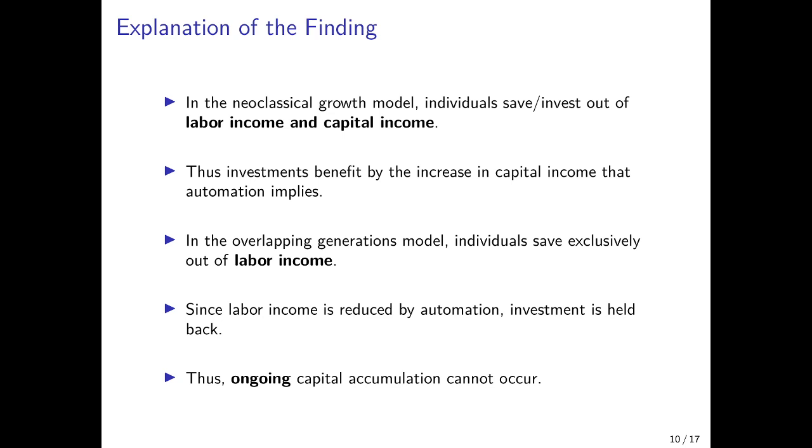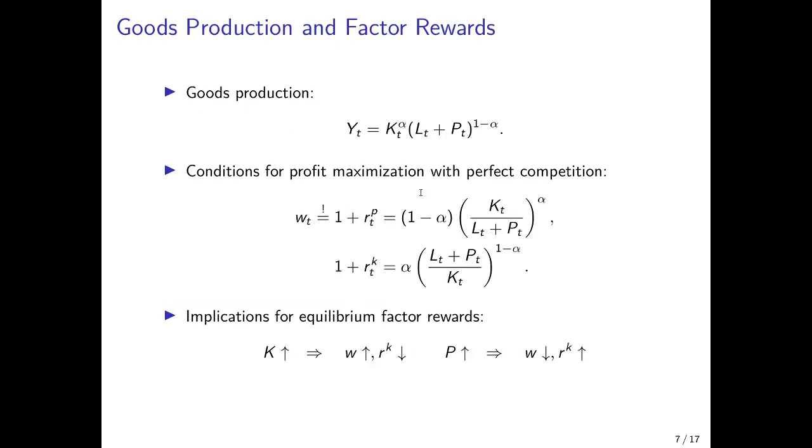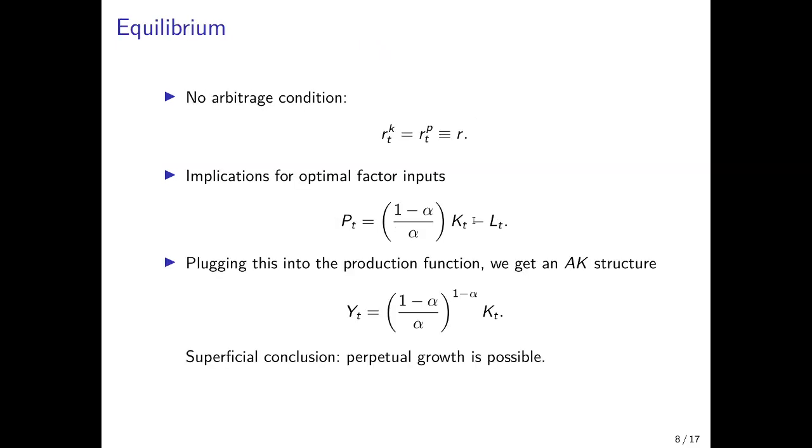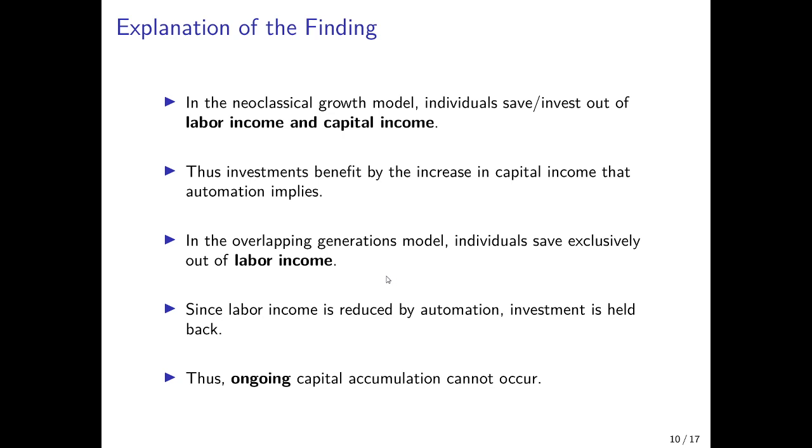In the overlapping generations model, by contrast, individuals save exclusively out of labor income, as we discussed in the baseline overlapping generations model. However, labor income is reduced by automation. So if more robots are present in the economy, we have seen that this reduces wage income, actually. So that also means that savings are reduced and investments are reduced. So actually automation holds back investment, and thus ongoing capital accumulation in such a model cannot occur.